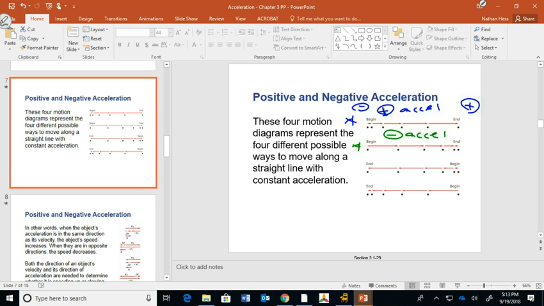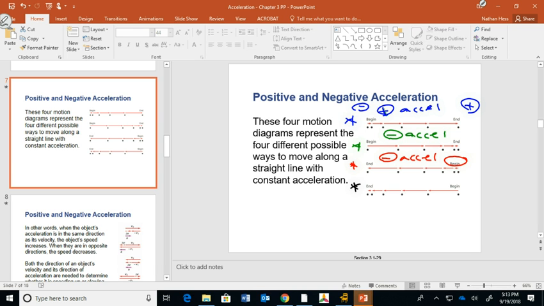Number 3 here, the third one, we're starting off over here on this side. Here's our beginning. So we have negative velocity, and we also have negative acceleration. And you say, well, wait, Mr. Hess, doesn't negative acceleration mean you're slowing down? No, it just means you have acceleration in the negative direction.